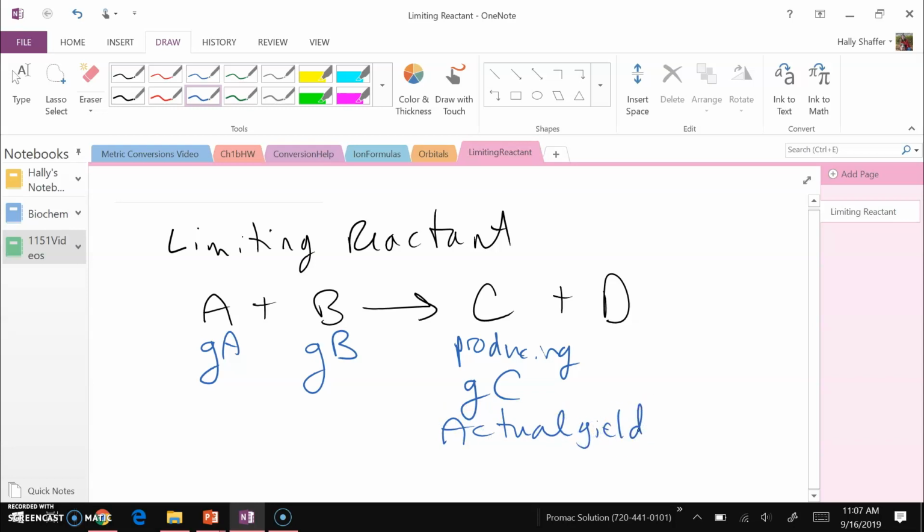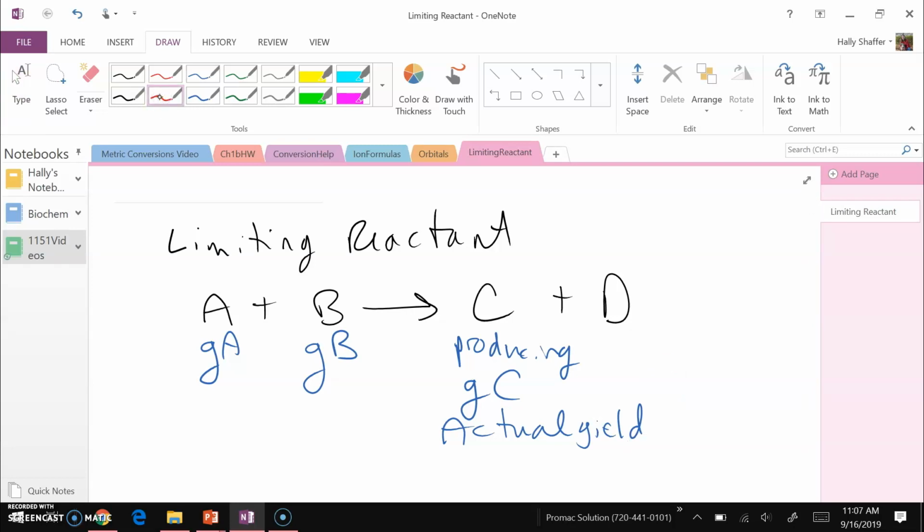This would be, like I said, the actual yield. We can't actually do this with A, B, and C because I'd have to come up with fake molar mass values for them. So you'd be given A, you'd be given B, given some amount of product produced, C, and then you're going to be asked several questions, okay?